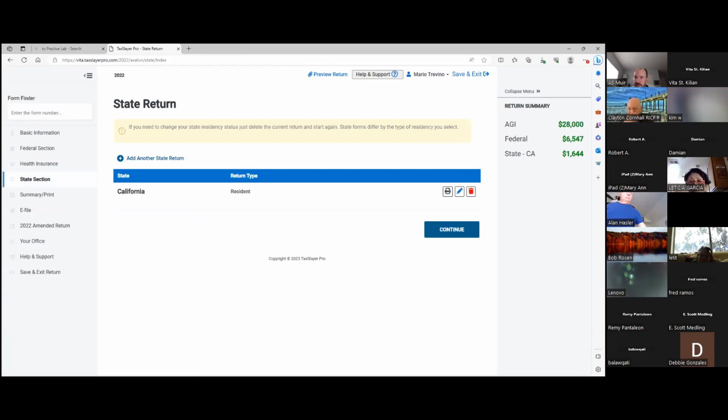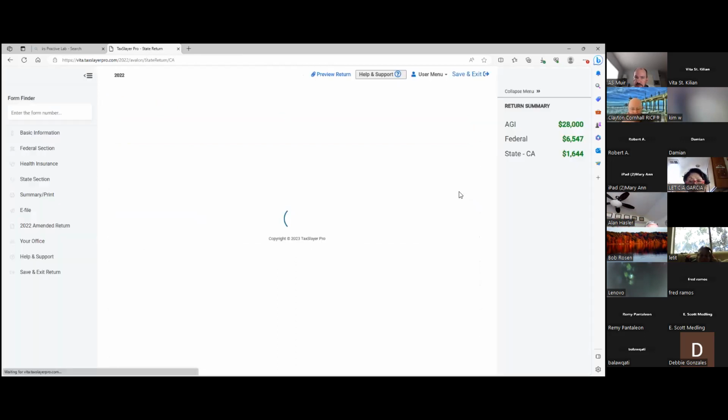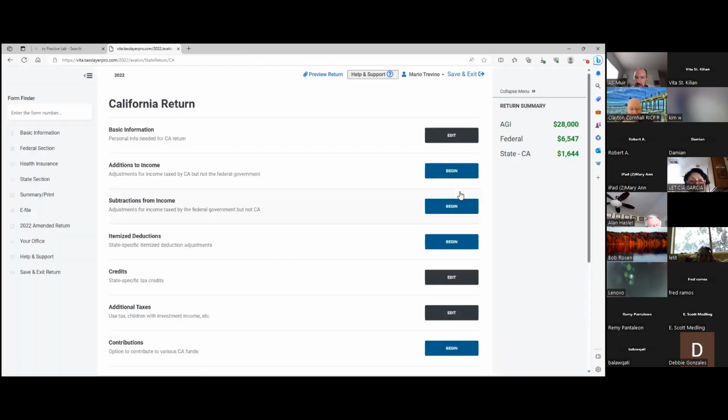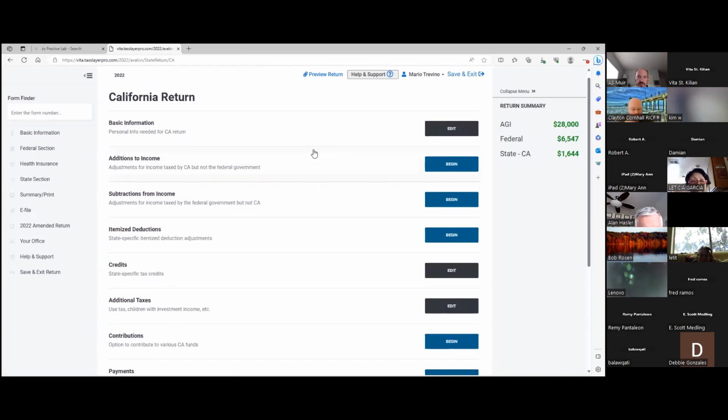And in this case, this is 2022. The state section information is generated. You can hit the blue pencil. And that brings us to the California. Let's talk about a couple of things here. So these are the adjustments to income and the subtractions to income that we talked about.